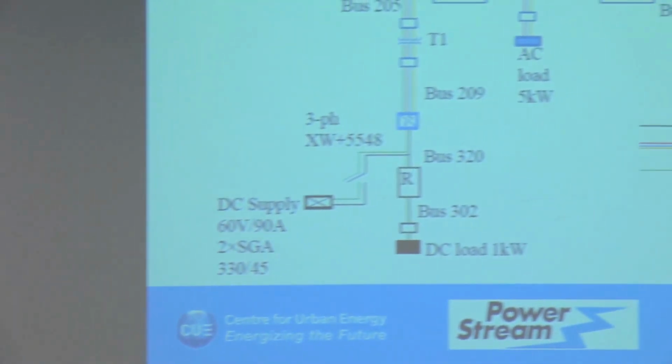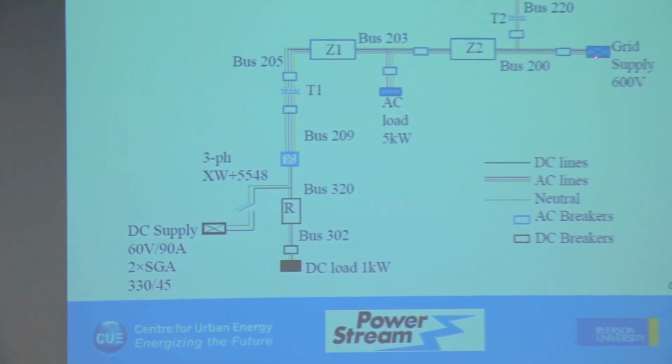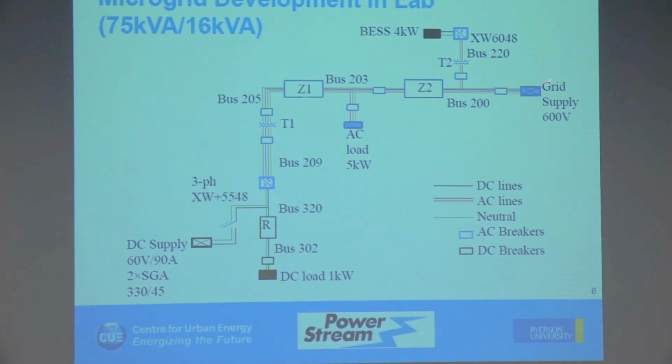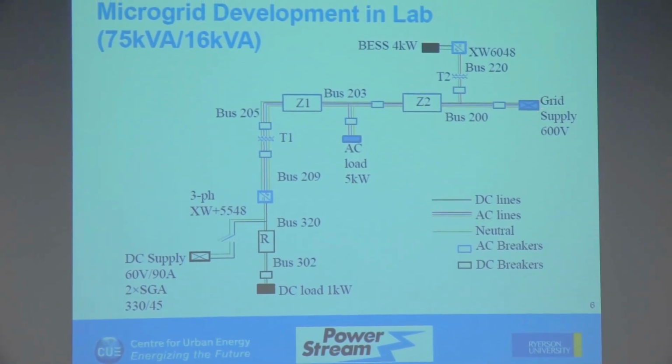All right, now this is how the system looks. I will just briefly explain what all of this is. So this is the grid supply right here, in the far right. It's a 600 volt, 3-phase, 4-wire system.